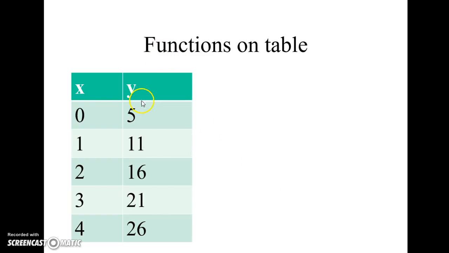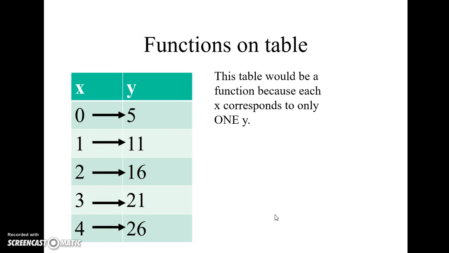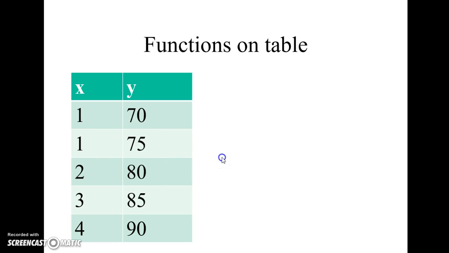All right, same thing here if the functions are on a table. 0 goes to 5, 1 goes to 11, 2 goes to 16, 3 to 21, 4 to 26. 0 only goes to 5, 0 does not go to any other number. 1 only goes to 11, 1 does not go to any other number. 2 goes to 16, 2 does not go with any other number. Therefore, it's going to be a function because each x only has one y.